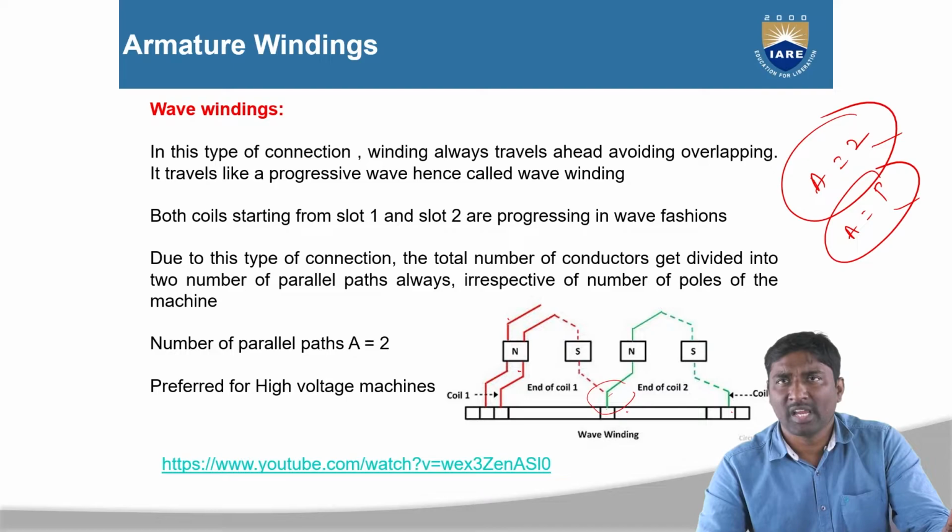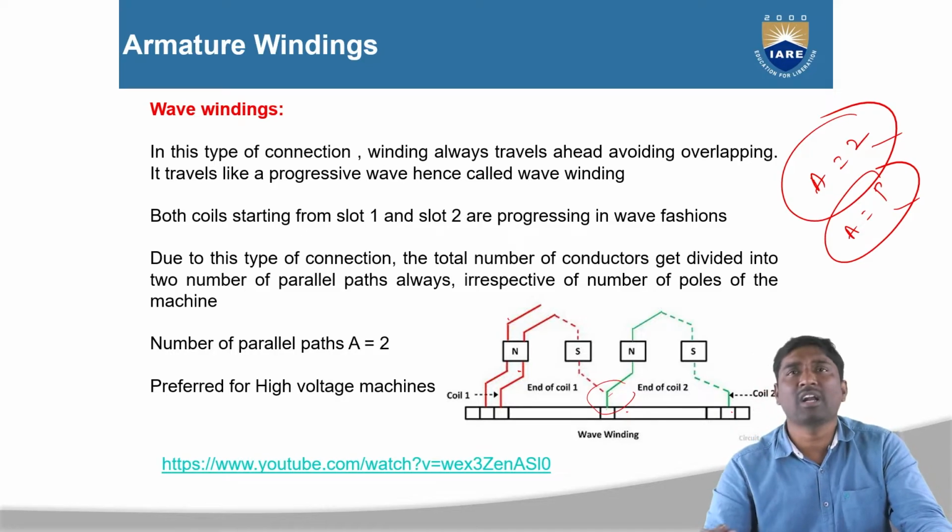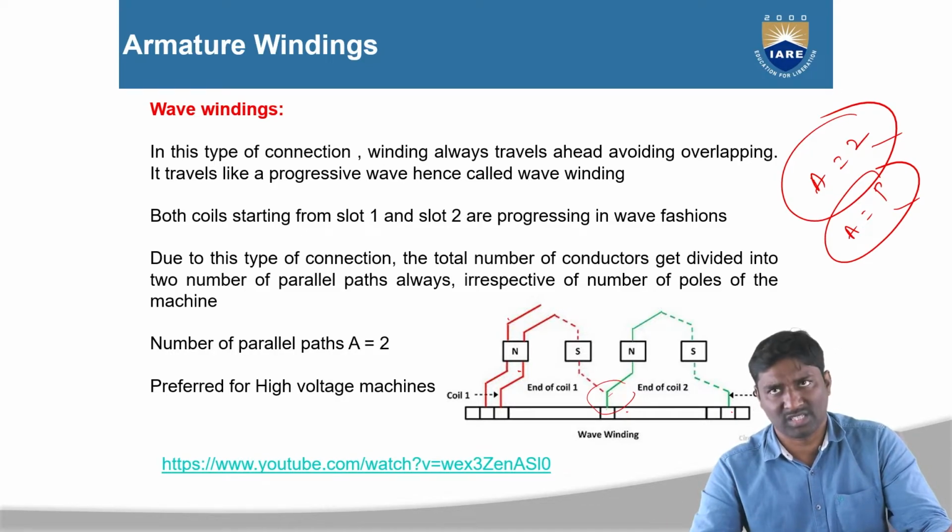So that's why the lap winding is used for high current machines, but the wave winding is preferred for high voltage machines.